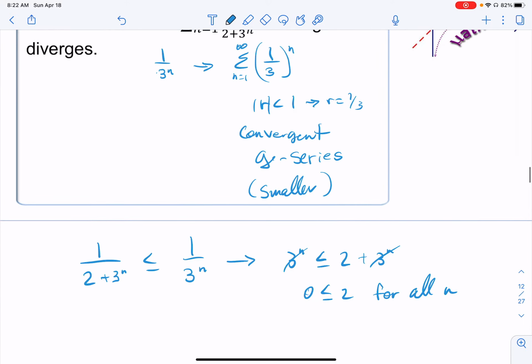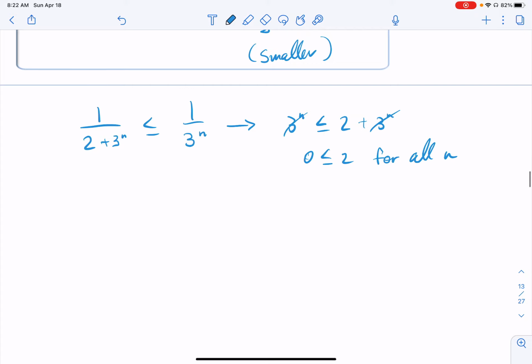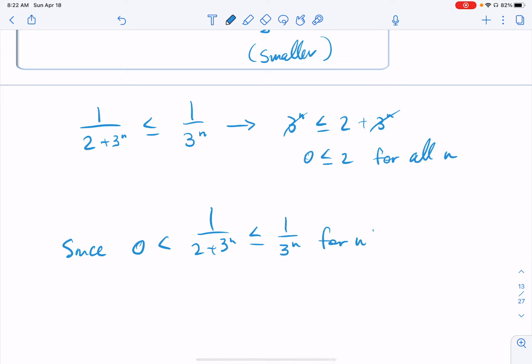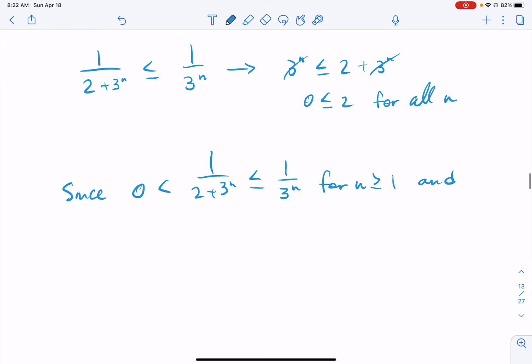So let's draw our conclusion, shall we? Since 0 is less than 1 over 2 plus 3 to the n, which is less than or equal to 1 over 3 to the n, for n greater than or equal to 1, and the sum from n equals 1 to infinity of 1 over 3 to the n is a convergent geometric series.